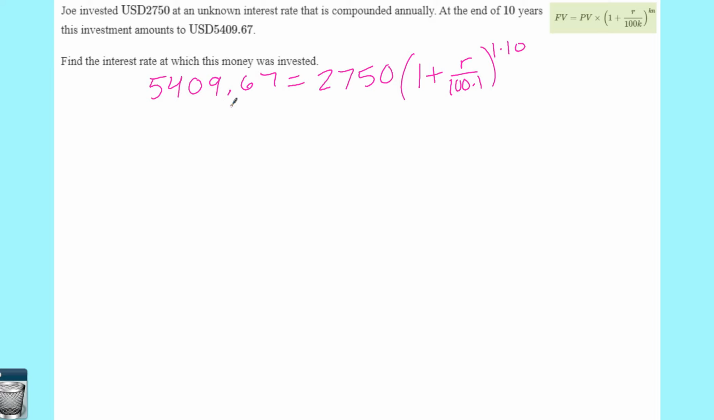So let's see, I'm going to go ahead and divide that. 5409.67 divided by 2750. All right, so I get a really long number. I want to keep that number, 1.96715273 and so on, which equals 1 plus R over 100 to the 10th. So then, using that previous answer, I would plug this into my calculator. I want to remove this 10, right? Order of operations, so we're going to remove the exponent.